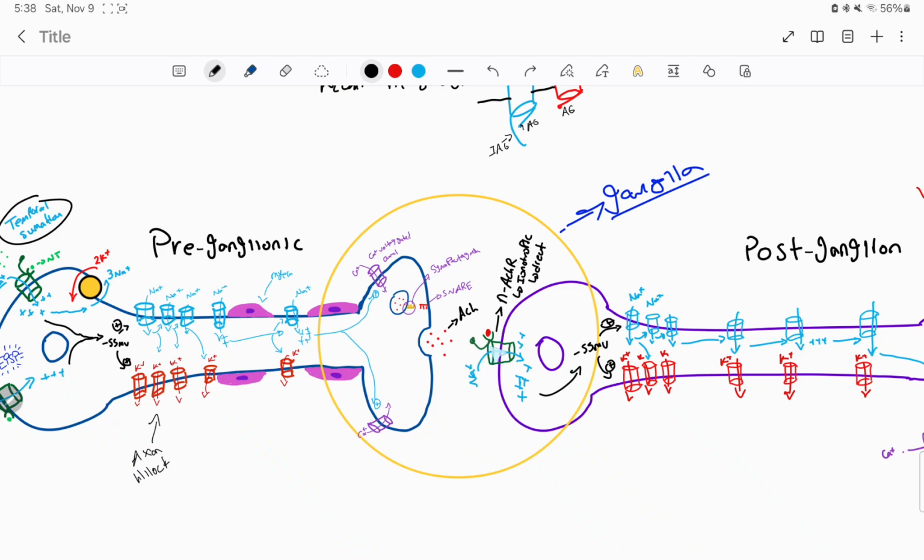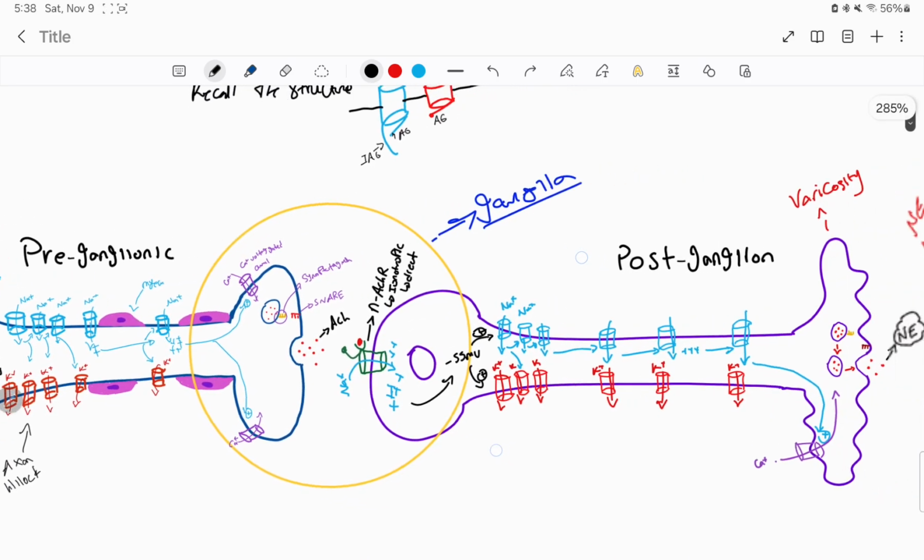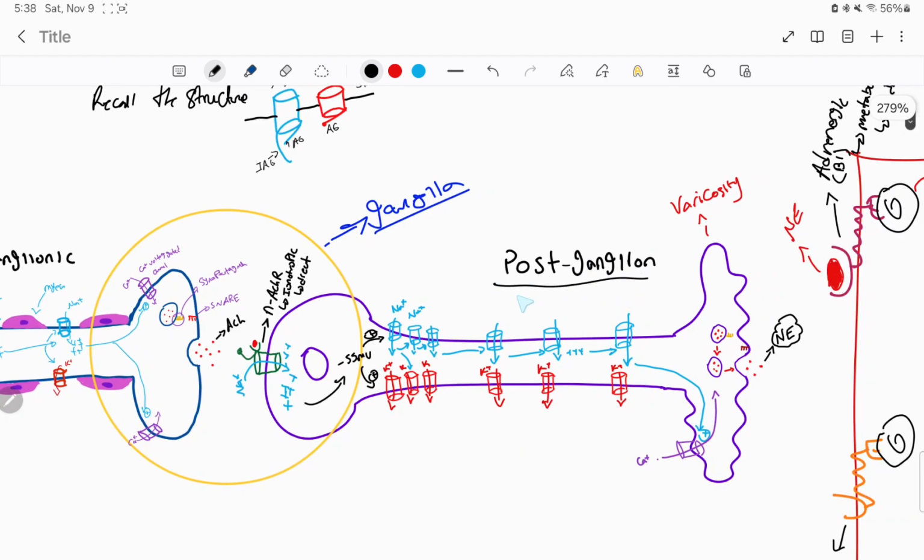This acetylcholine is going to bind to its receptor, nicotinic acetylcholine receptor, which is also an ionotropic channel. That's going to allow for the opening of this channel and allowing sodium to come in and eventually depolarize this postganglionic cell. When it depolarizes the postganglionic cell, what's going to happen? You're going to reach threshold potential. You're going to do the exact same thing you did there. Launch an action potential, open up these guys at the axon hillock. Remember, highest concentration of the voltage-gated channels.